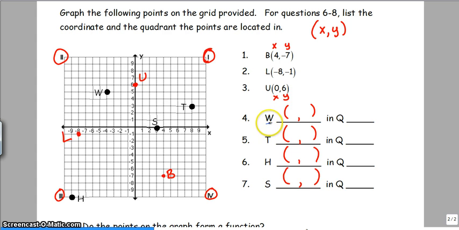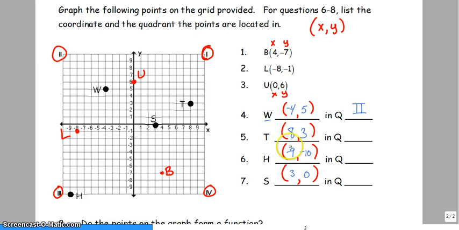So I find point W on my coordinate plane. It's right here. If I started at the origin, in order to get there, I'm at -4 in my x direction. So -4 is listed first. But I'm at +5 in my y direction. +5 is listed second. We see that that's in the top left here. That's my second quadrant. So when it says Q, I will use the Roman numeral 2 for quadrant 2. Go ahead and press pause, try to fill in points T, H, and S, and when you come back, we'll have them all done.